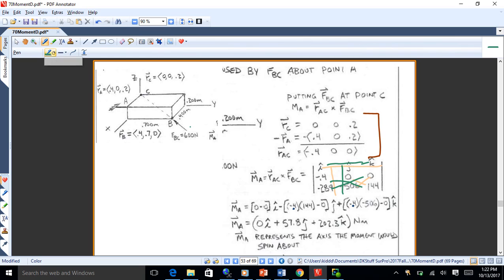Okay, and then the last one for the K, cross off the last column, top row, and that's positive -0.4 times -506. So what we're doing here, we're multiplying those two together and then minus 0. That's the K. Combine everything together, we get M sub A, 0I plus 57.8J plus 202K.